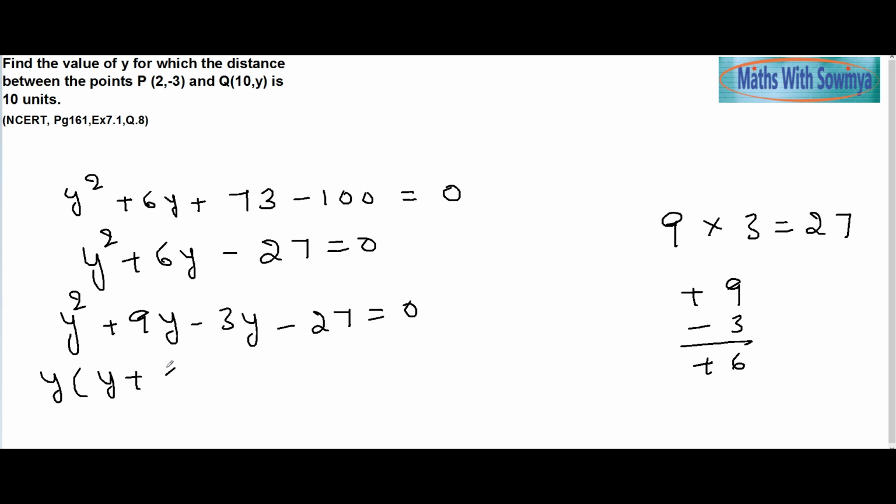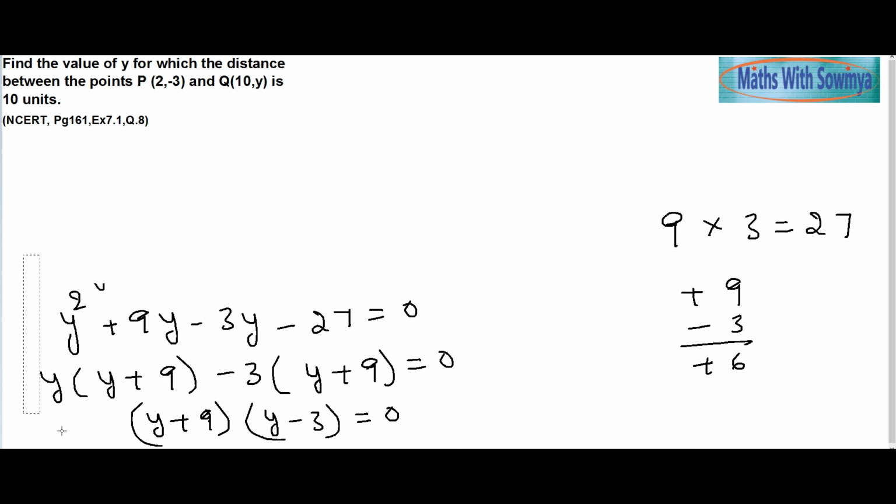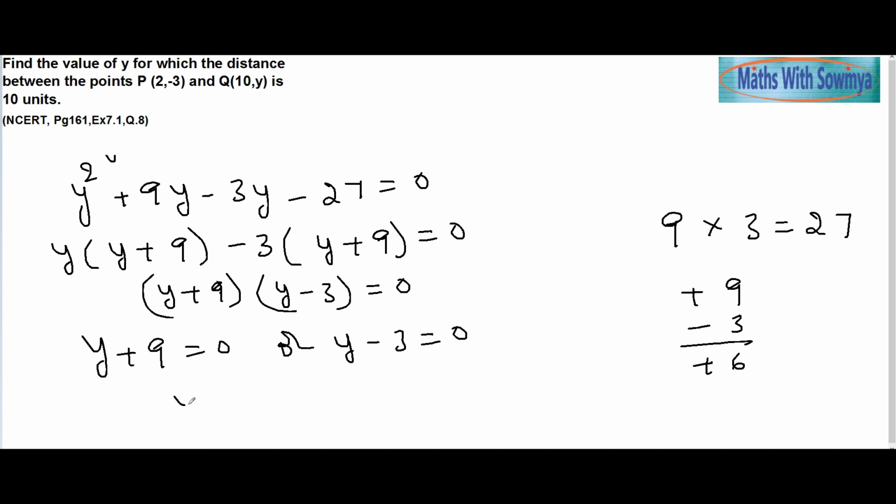y is the common factor. Minus 3, y plus 9. You people know how to solve this. y plus 9 and this is y minus 3 which is equal to 0. So when the two products are 0, that means either one of them should be 0 or both should be 0. So I can say here y plus 9 is 0 or y minus 3 is 0. That means y is equal to minus 9 or y is equal to plus 3.